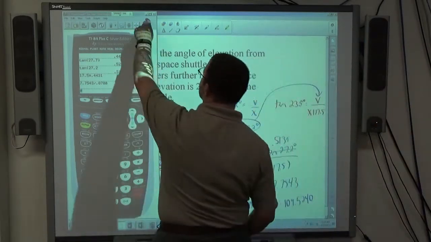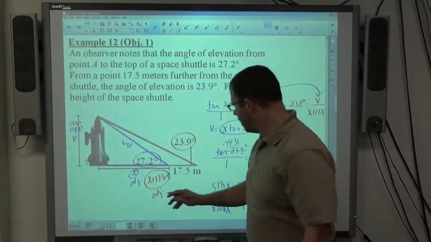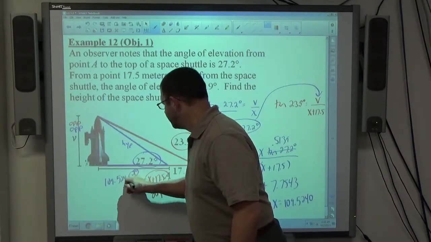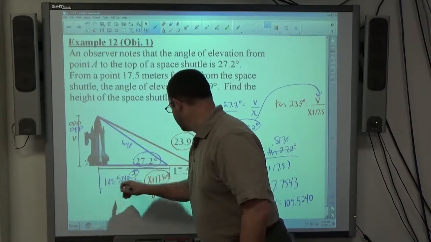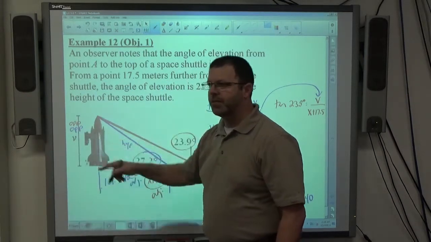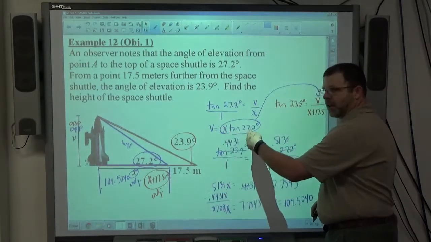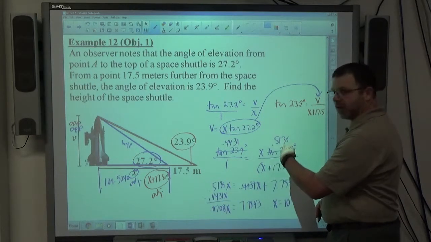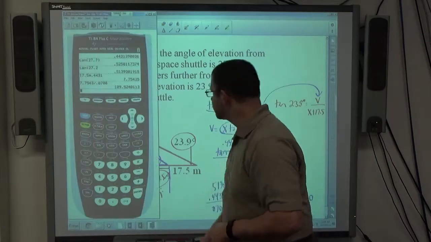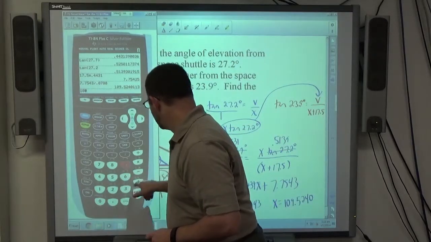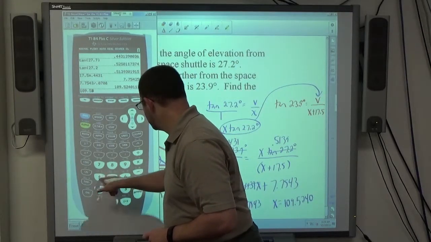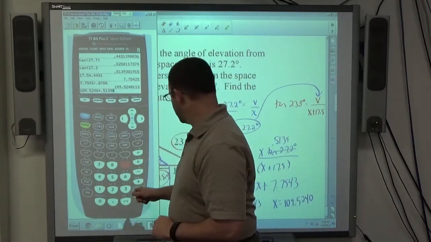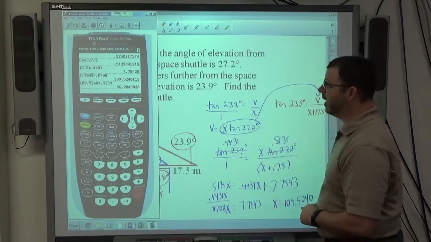If I go back to my picture, what I just determined was what x is. So 109.5240 would be from here to here. My job is to find v, but v is simply x times tangent 27.2. So now if I take 109.5240 and multiply it by 0.5139, that comes out to 56.28 meters.